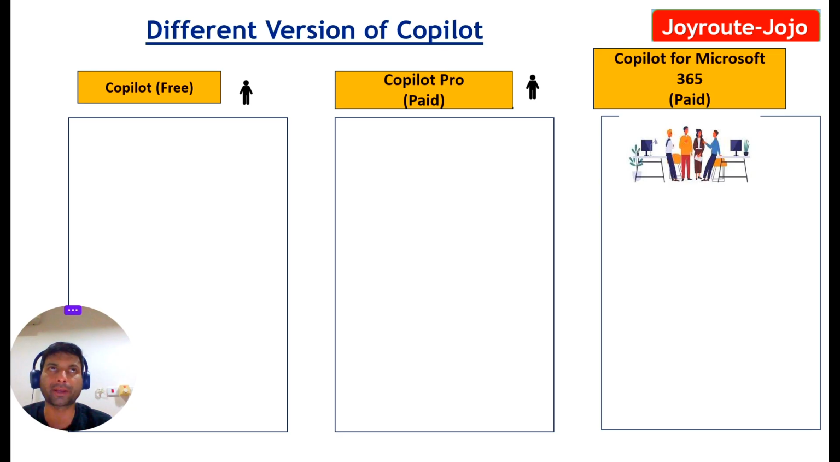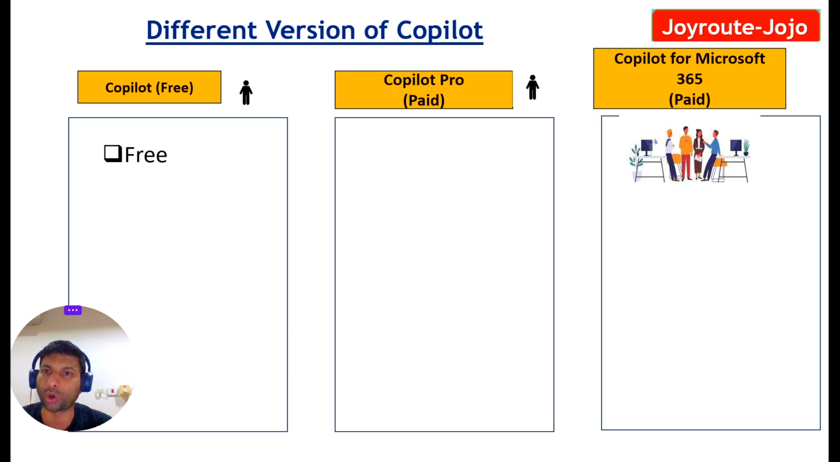We have discussed that Microsoft has applied generative AI in almost all their products, which means there are 150 plus Copilots, because they have applied Copilot or generative AI in almost all their products. So there can be different classifications for Copilot. We have considered these three: Copilot Free, Copilot Pro, and Copilot for Microsoft 365.